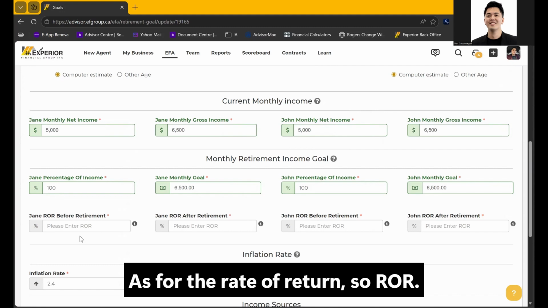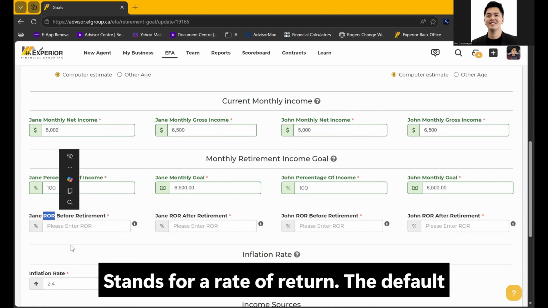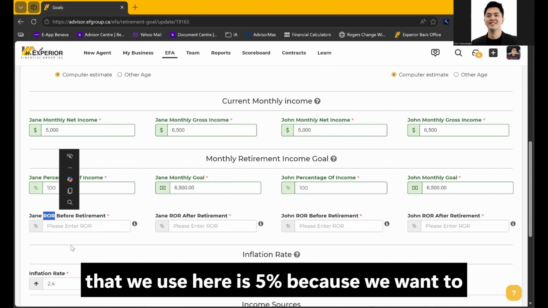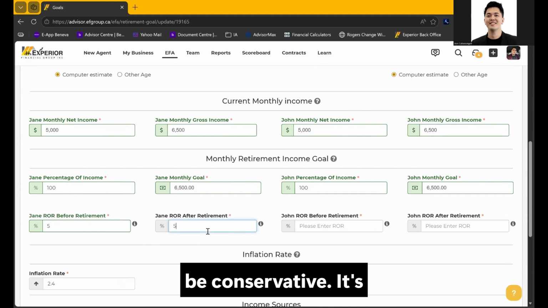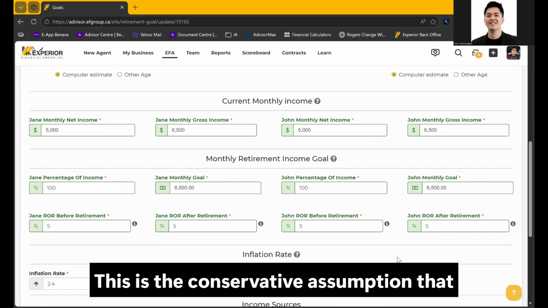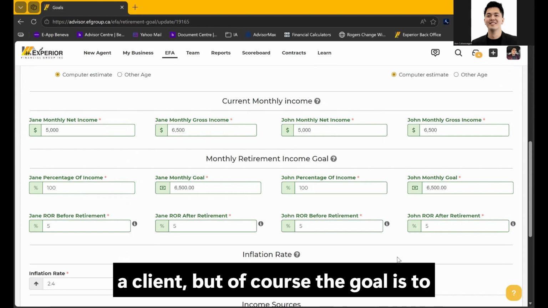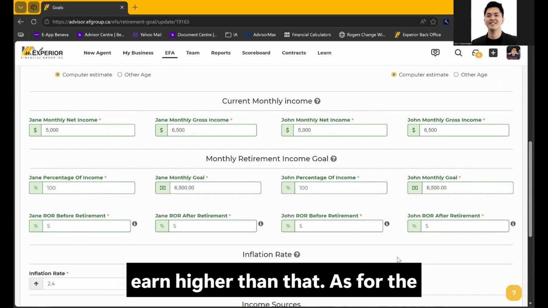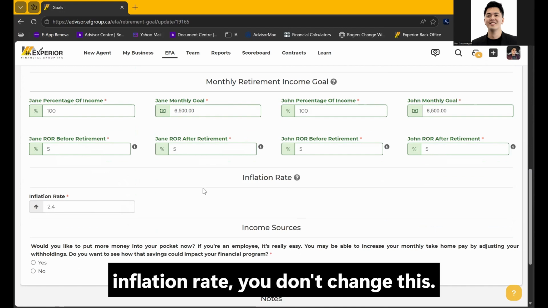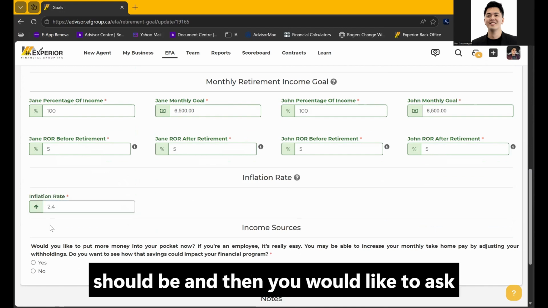As for the rate of return, so ROR stands for rate of return. The default that we use here is 5% because we want to be conservative. It's 5%, 5%, and then 5%. This is the conservative assumption that we want to achieve for our client. But of course, the goal is to earn higher than that. As for the inflation rate, you don't change this. You leave the inflation rate as it should be.